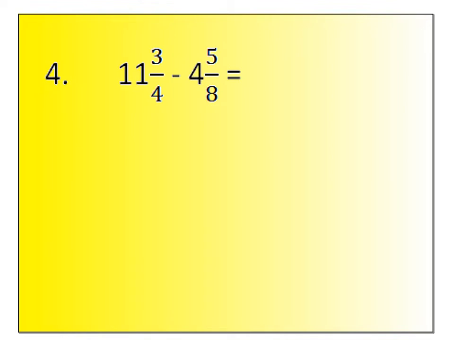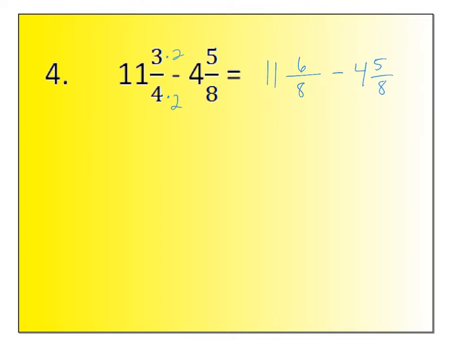So again, 8 is a good common denominator because 4 and 8 both go into it. So if I want 11 and something over 8, I would have to multiply by 2 on the bottom. So I also multiply by 2 on the top. So that becomes 11 and 6/8. And the second part I can leave alone. So I have minus 4 and 5/8.